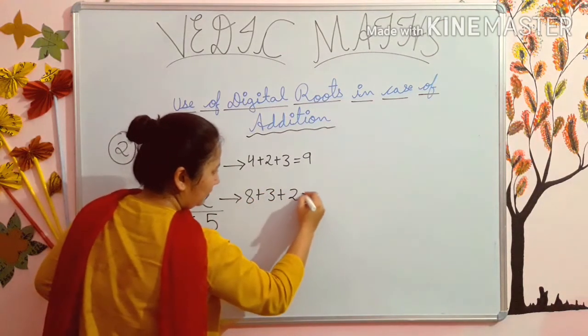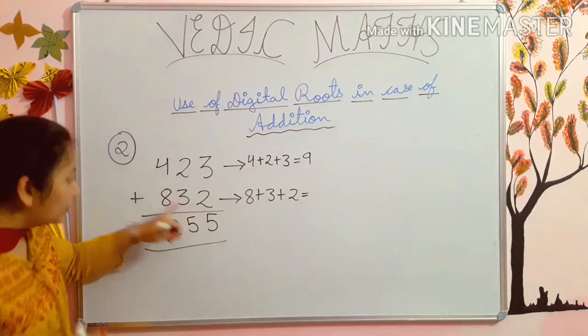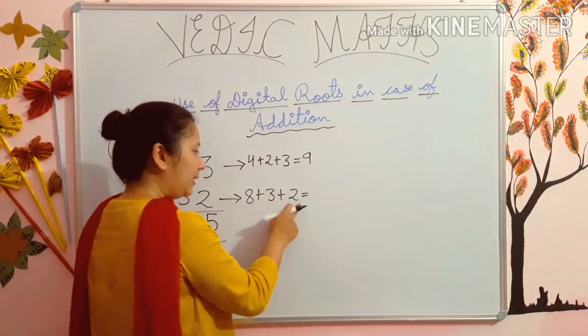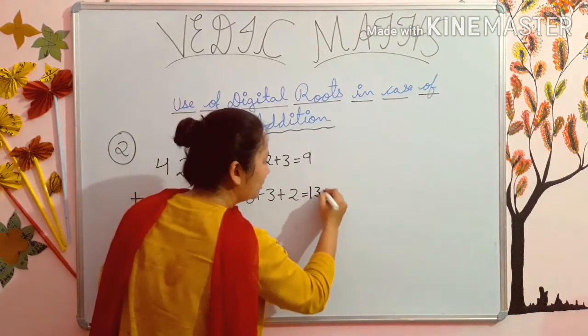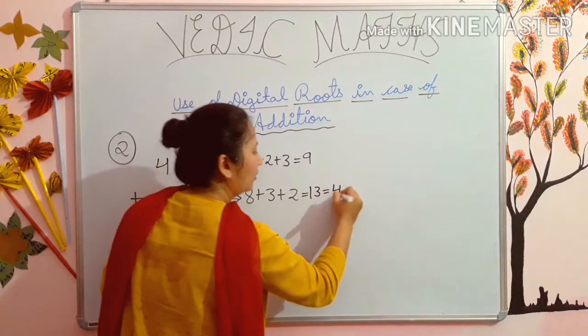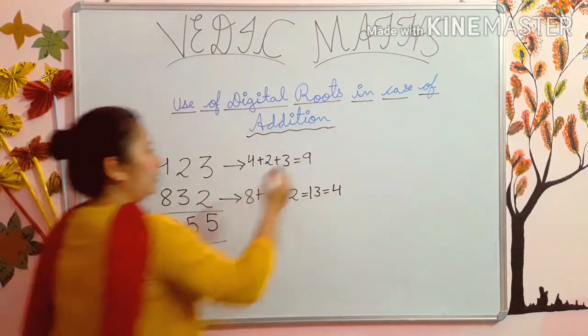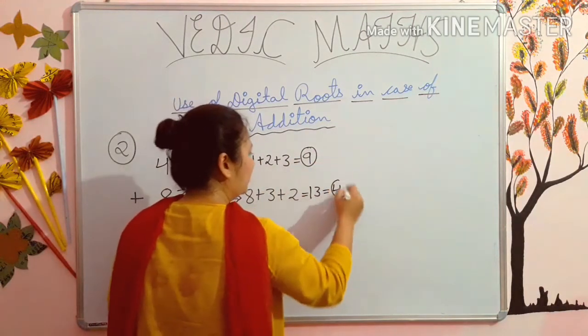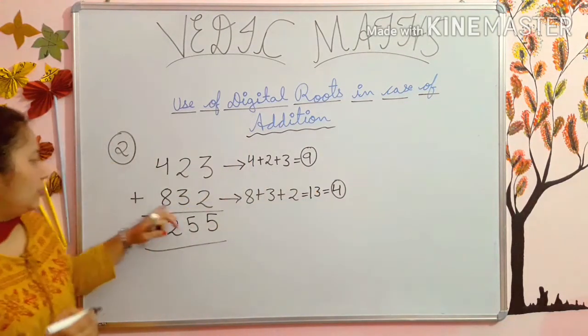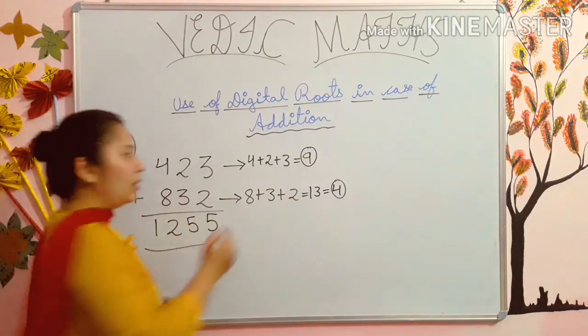Now next, add all the digits. Means find the digital root of this number. 8 plus 2, 10, 10 plus 3, 13, 13 is not a digital root. Add it again, 1 plus 3, 4. Now you have got this. The digital root of this number is 9. The digital root of this number is 4. Now add them both.